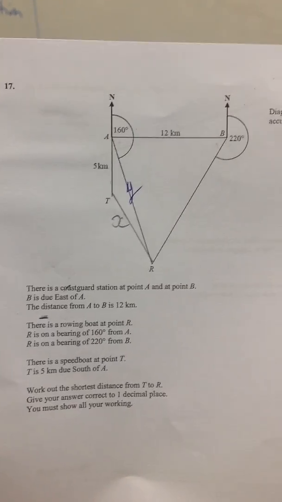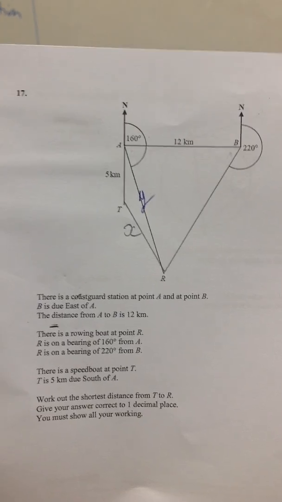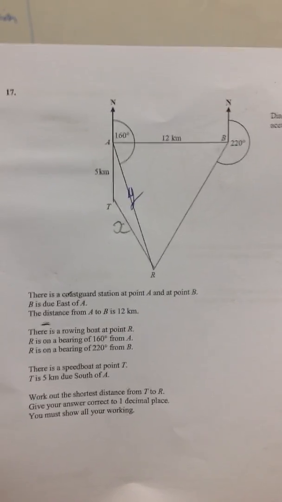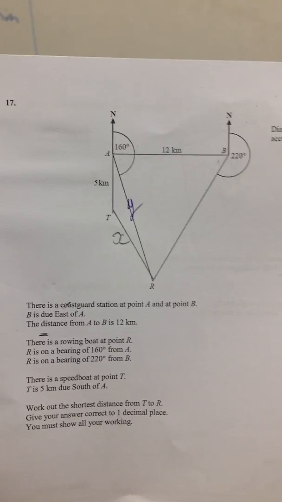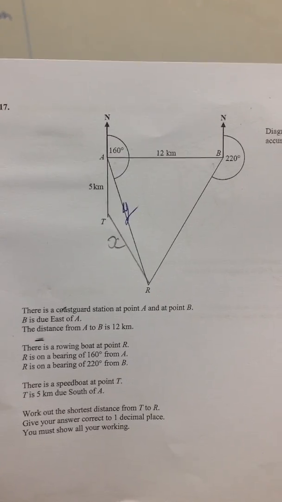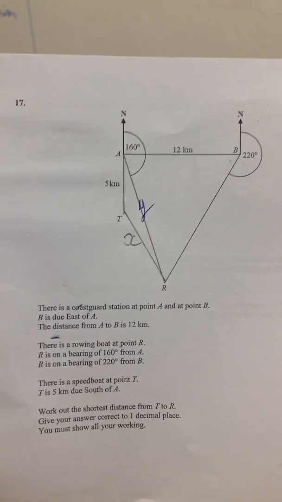There is a Coast Guard station at point A and at point B. B is due east of A. The distance from A to B is 12 kilometers. There is a rowing boat at point R. R is on a bearing of 160 degrees from A. R is on a bearing of 220 degrees from B.